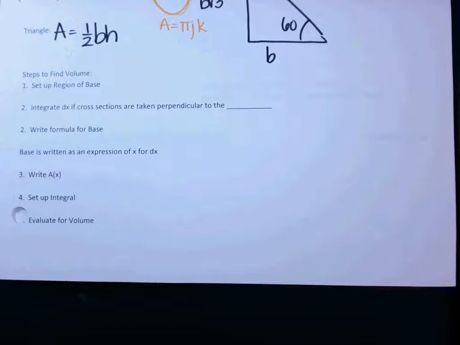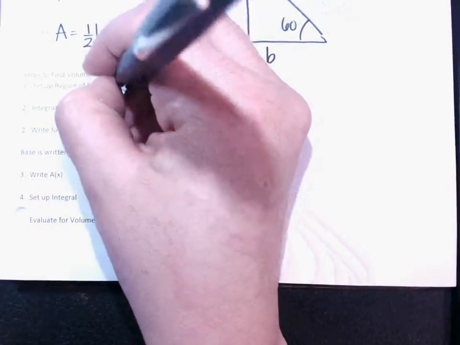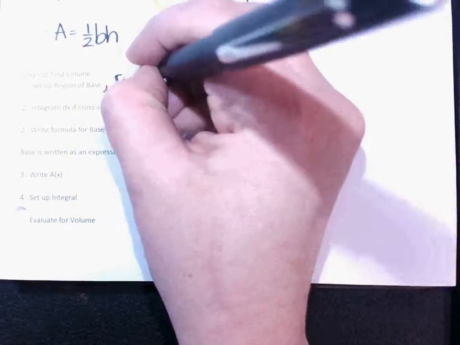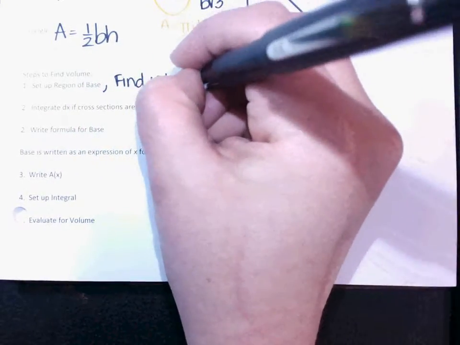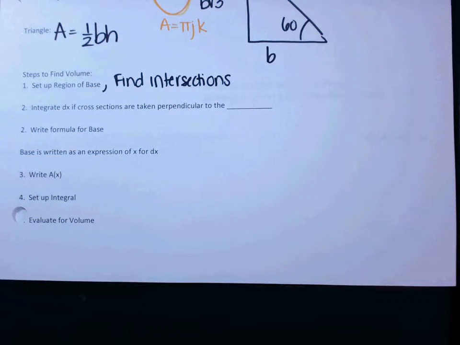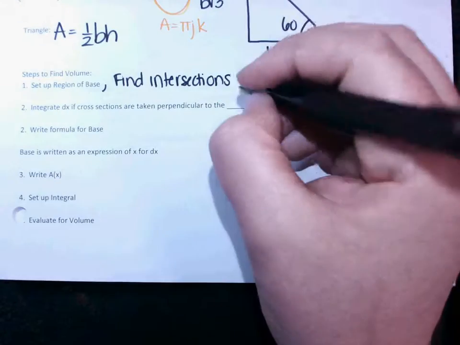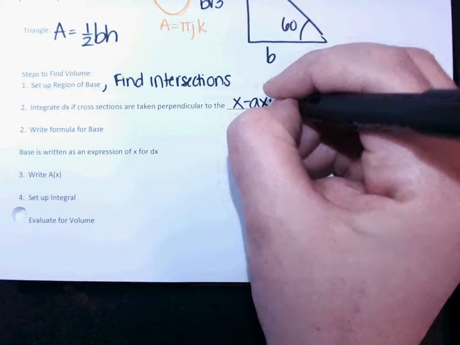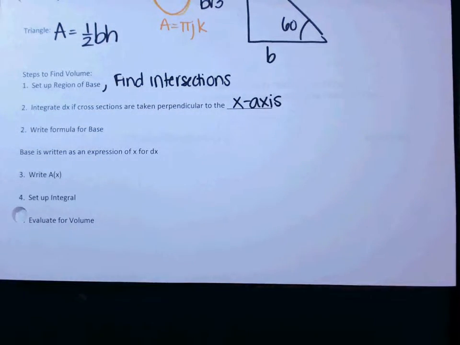So look at the first one. You're going to set up the region of the base. Oftentimes this is going to include finding intersections. And how do you find intersections? Set the equations equal, just like last week. That part should be the same. Then you are going to integrate dx if your cross sections are perpendicular to the x-axis. That will be important later, but today we're only doing dx's. So no matter what, you're integrating dx today. You don't have to worry about picking.